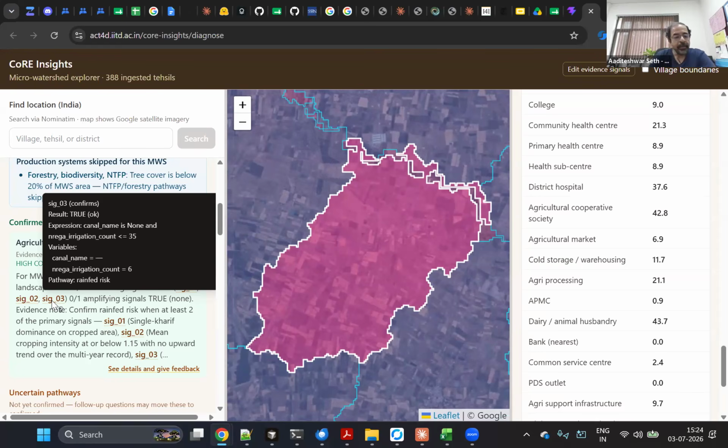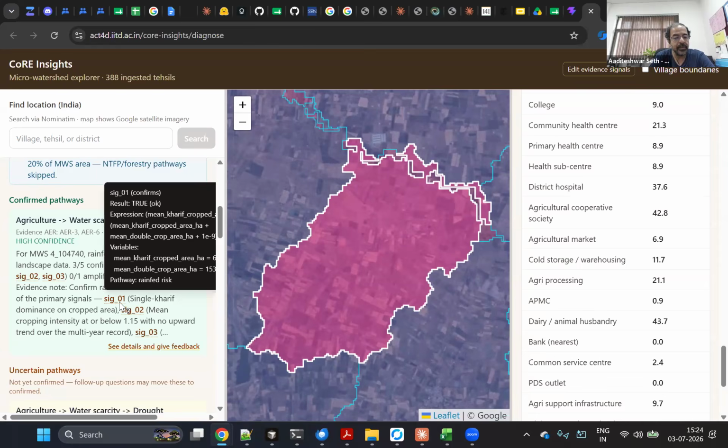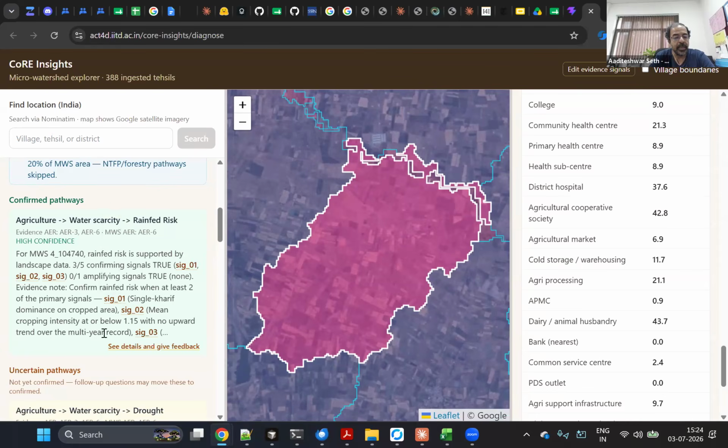And the rule that this is following: rain-fed risk is supported by landscape data, 3 of 5 confirming signals. So out of 5 signals similar to this, there's also signal 4 and 5, which is not shown over here. But out of 5 expressions which are likely to indicate rain-fed risk, 3 are coming out true. So there is a reasonable amount of certainty. My policy is that I will confirm rain-fed risk when at least 2 primary signals, signal 1 and signal 2, are correct.